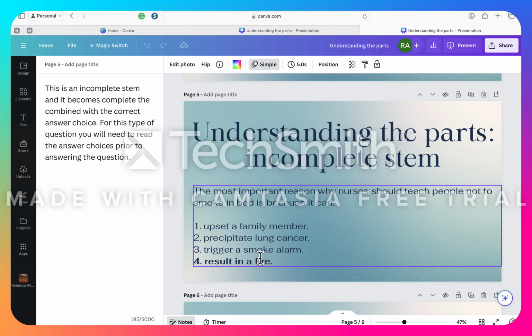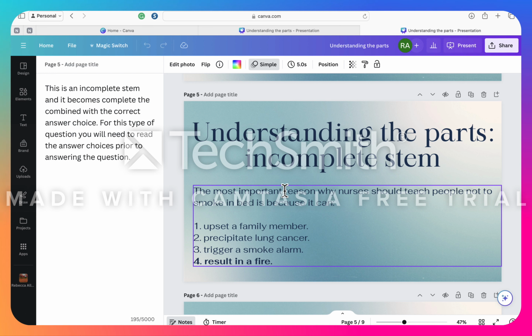So the correct answer is, the most important reason why nurses should teach people not to smoke in bed is because it can result in a fire. One thing about nursing questions, and we'll talk about this in a couple of weeks, is sometimes all the answers are right. All of these answers are right, but this one has some keywords in it: most important. Even though we're not focusing on that today, look for those words that tell you exactly what you need.